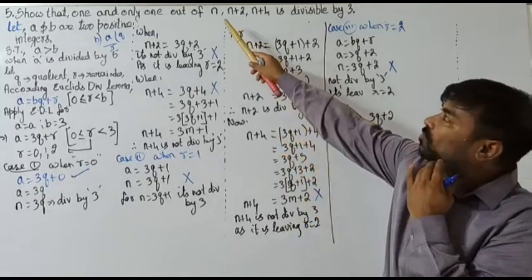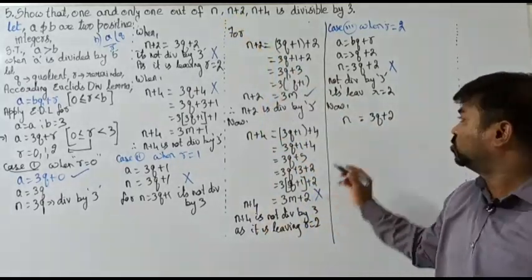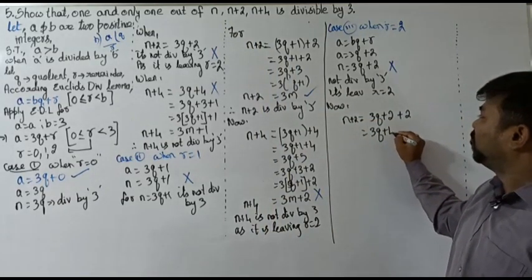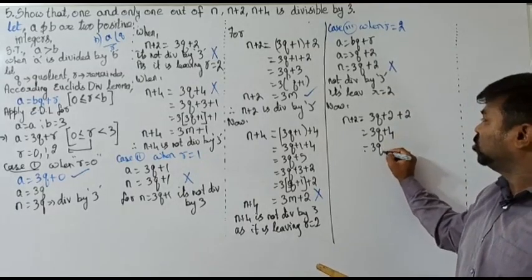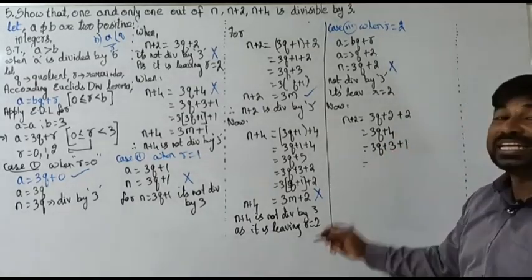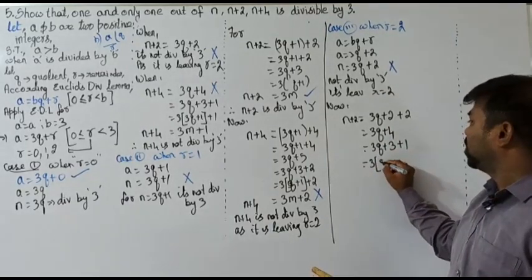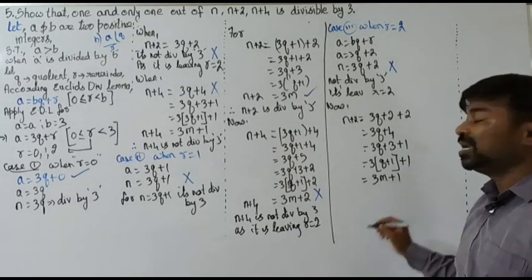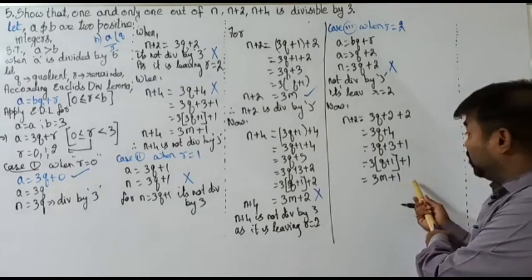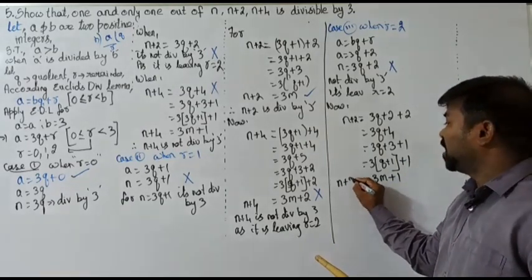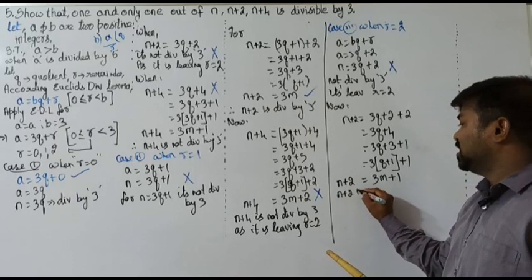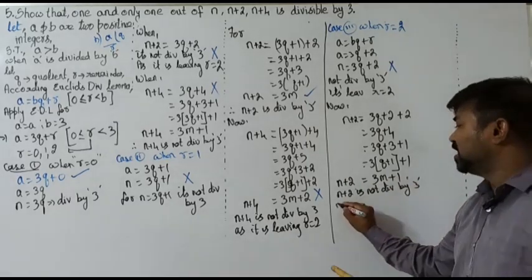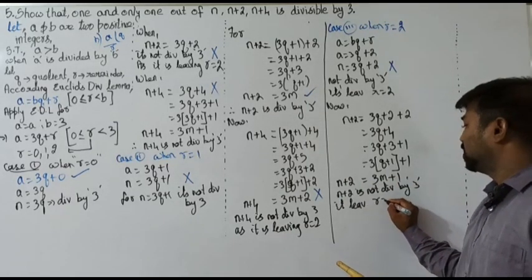N is this, but we are not trying with n. We are trying with n plus 2. Adding 2 on both the sides, now it becomes 3q plus 4. Now 4 can be written as 3 plus 1, so 3q plus 3 plus 1. Now let us take 3 common here. If I take 3 common, q plus 1 plus 1. Now can I write it as 3 into m plus 1? Yes. Now here it is a multiple of 3, whereas the leftover is the remainder. So this is nothing but n plus 2. N plus 2 is not divisible by 3 because it's leaving remainder 1.